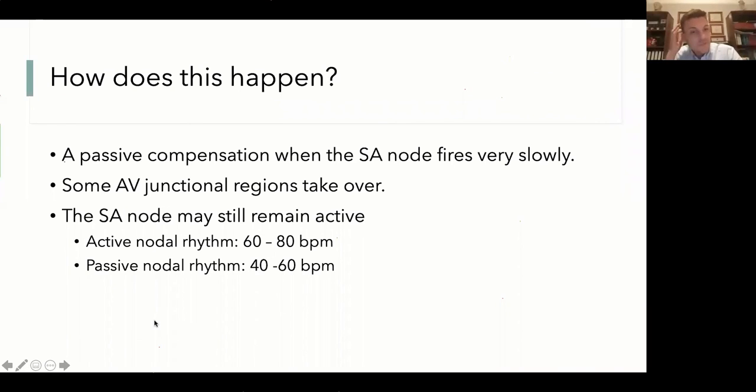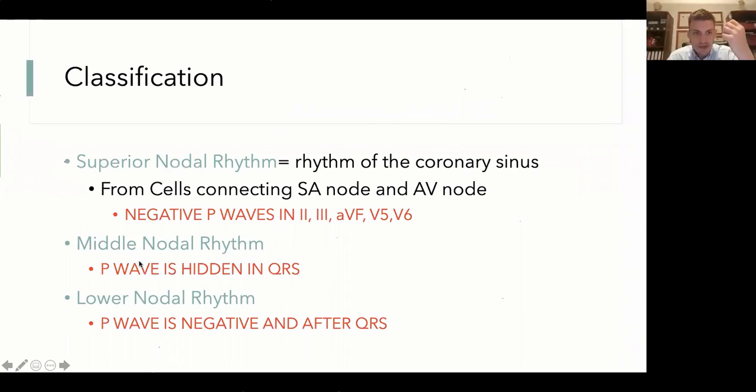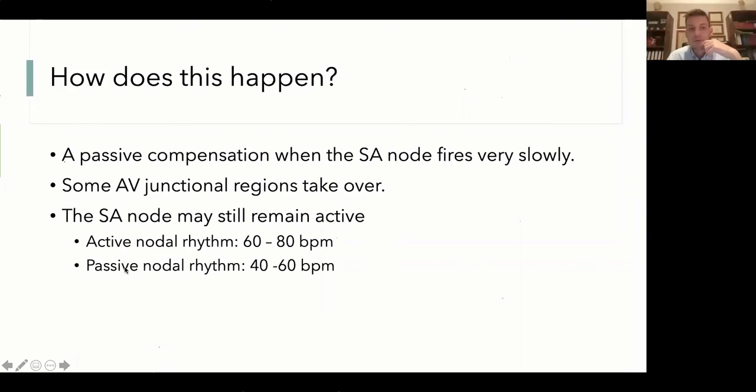So the AV junctional regions, the regions around the AV node in the heart's conductive system, start to take over and fire as the principal pacemaker of the heart, okay? As you see, we have an active and a passive nodal rhythm, and this rhythm can actually hide conditions like sick sinus syndrome, because the junctional regions will take over and fire instead of a sick SA node. I hope you understand this.